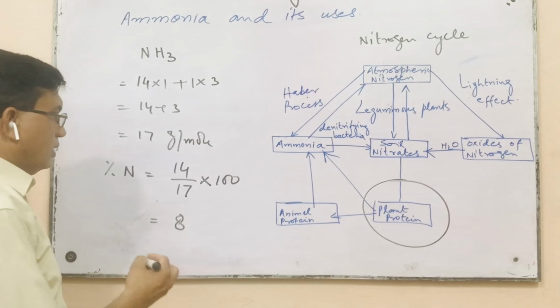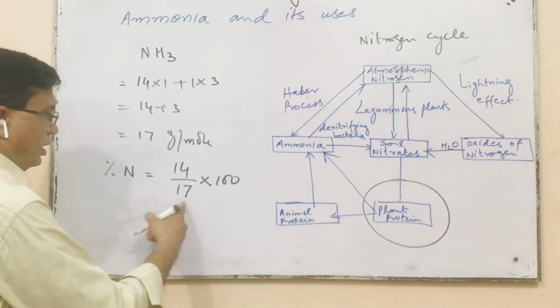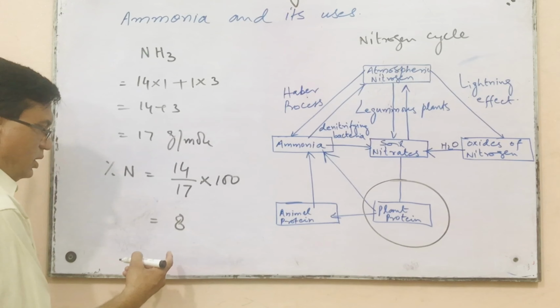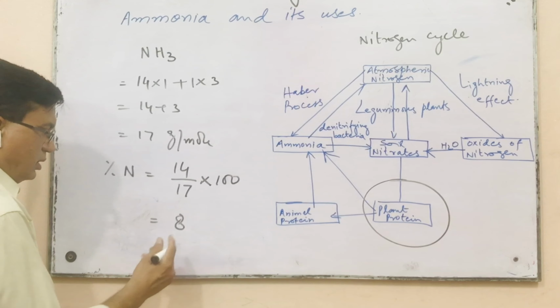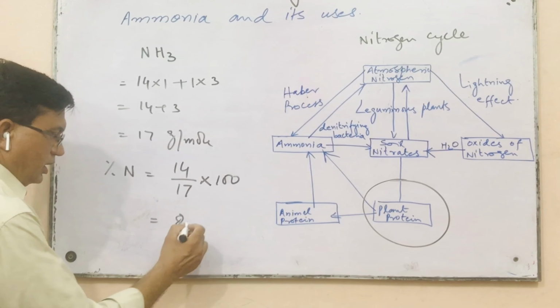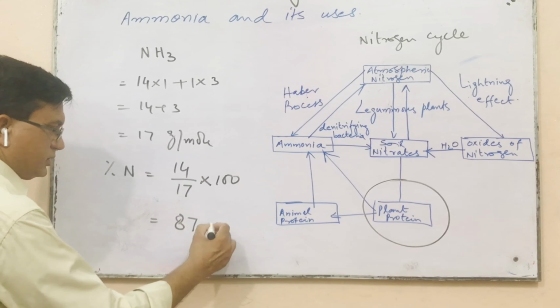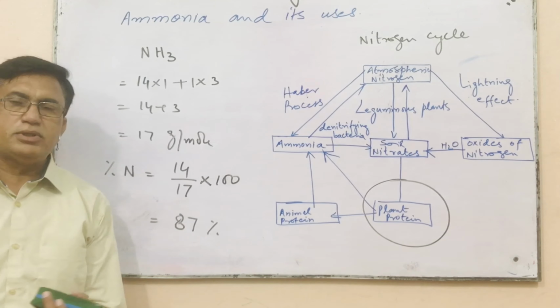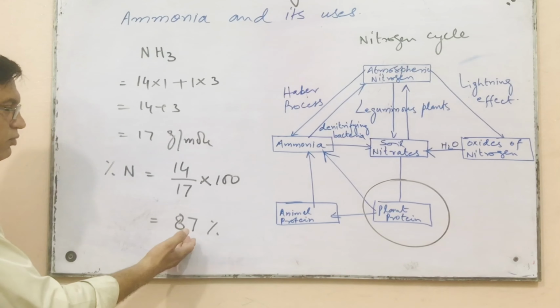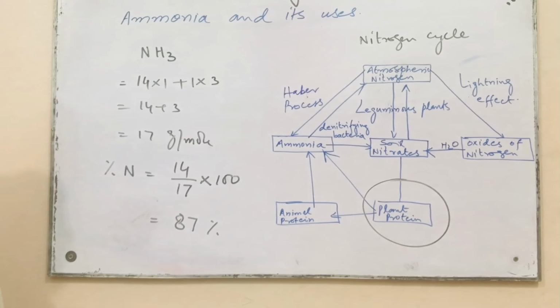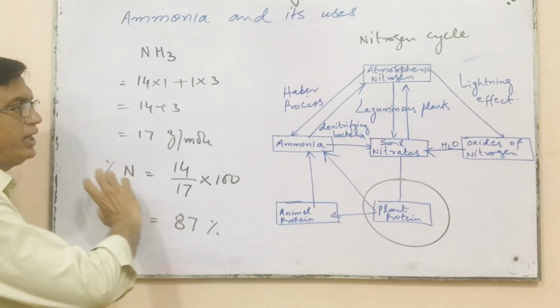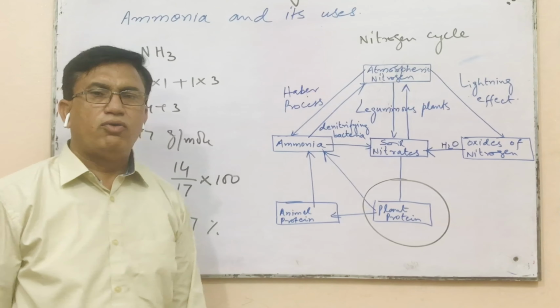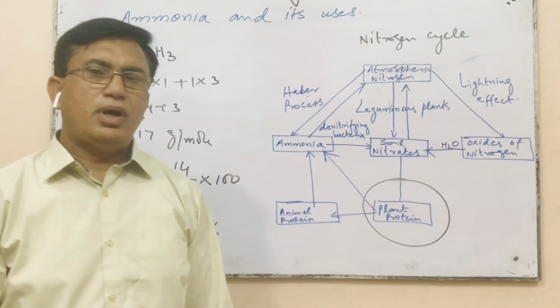That might be 1400 over 17, approximately 87%. This is the percentage of nitrogen calculated from ammonia. This proves that ammonia has a maximum percentage of nitrogen that can be provided to the soil for plant growth.